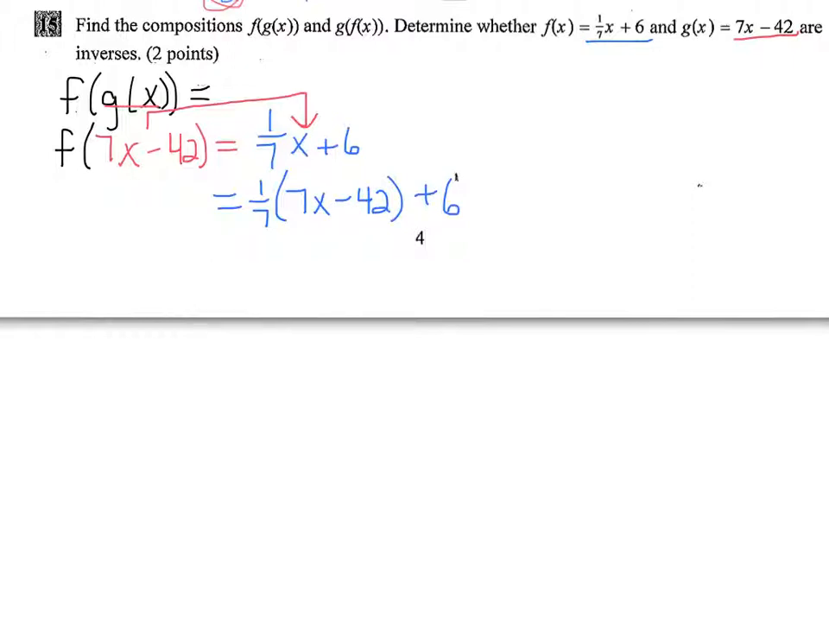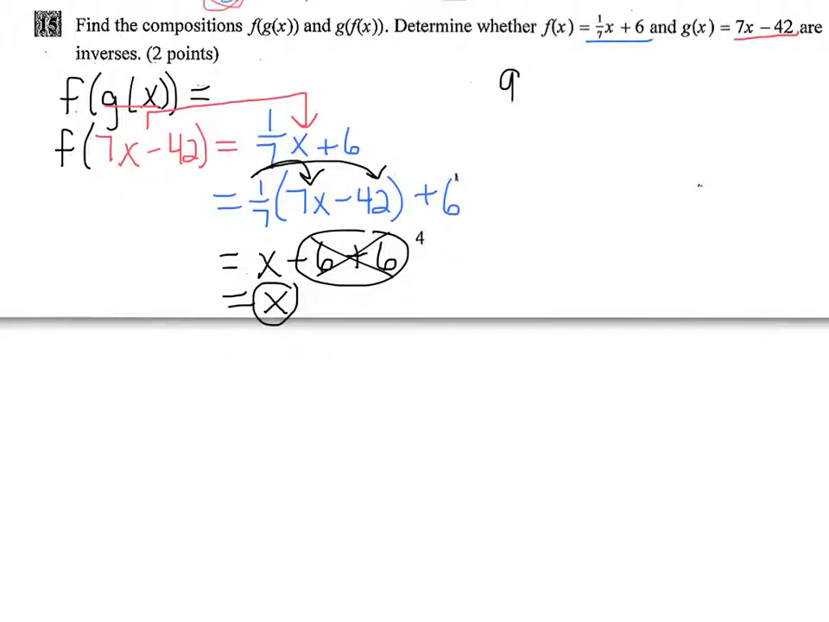So now we will distribute. 1/7 times 7 is just 1, so 1x. 1/7 times negative 42 is negative 6, and then we have the plus 6 out there. So when you put those together, they equal 0, and we get plain old x for the first way. Since we got x, we need to keep going and compose it the other way, g of f of x.